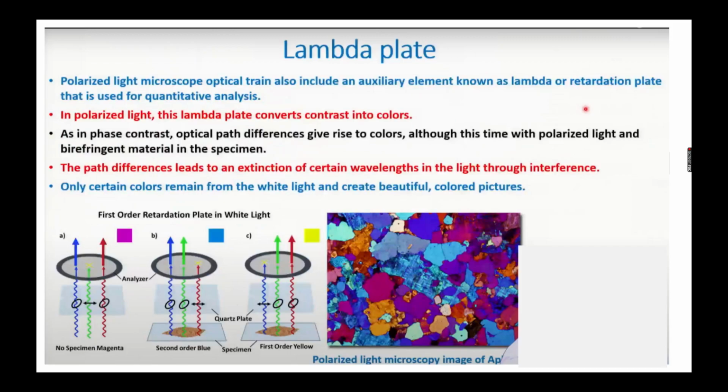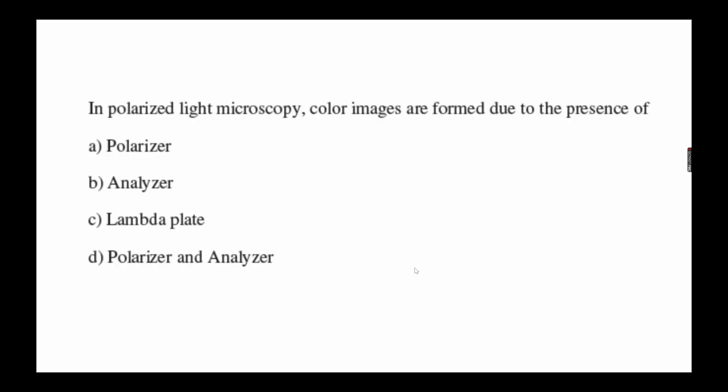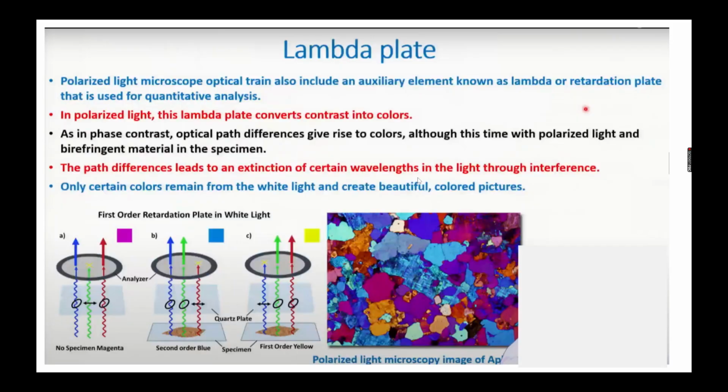Okay, so when you go through this slide, in polarized microscopy you can see a very nice image, and you can guess the phases of your material. If your material has different kinds of elements, then you can guess its phases. By using a lambda plate, you can get the color images in polarized microscopy.